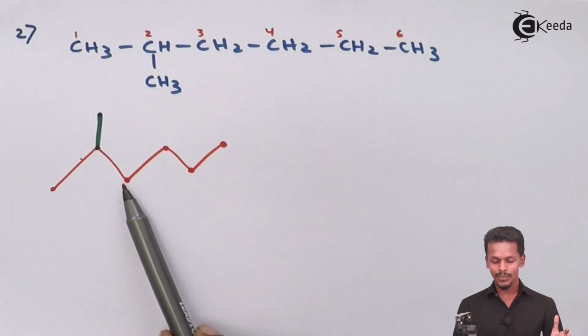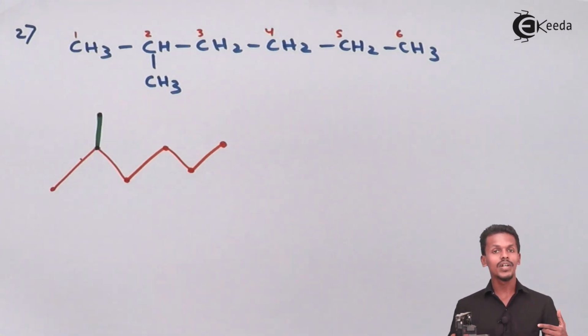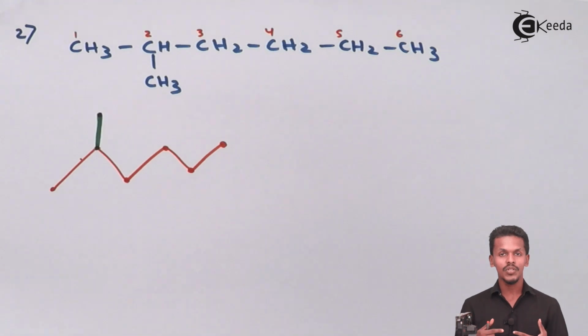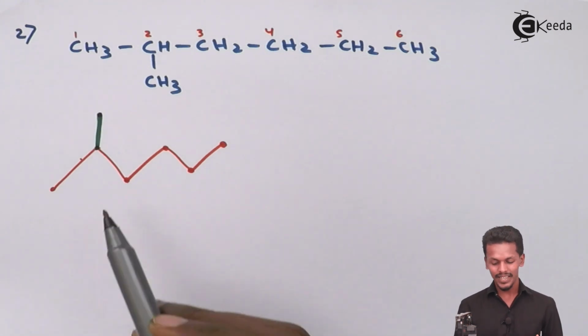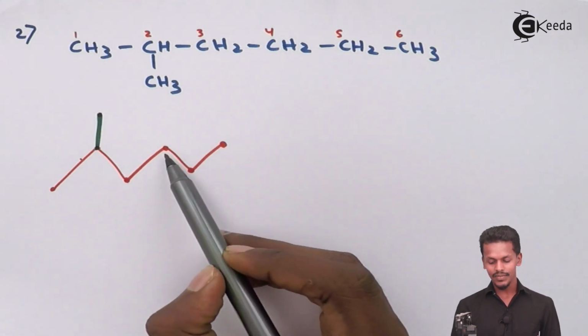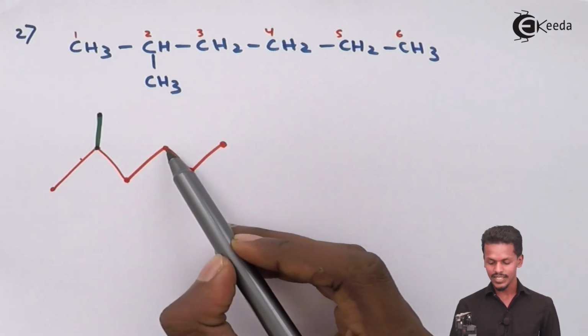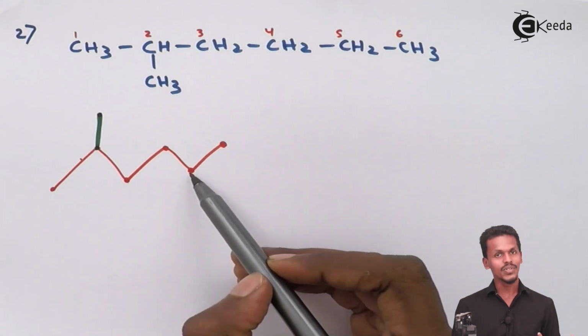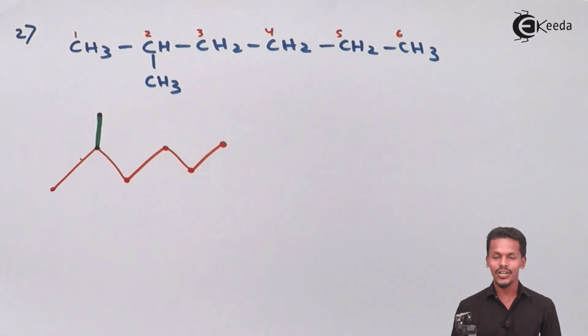Talking about this one, this is the point where two lines are joining, and this is the intersection point, making it CH2. Again, this is a point where two lines are meeting, so this is CH2. Here also it is CH2. So this is the representation of the bond line formula, and now the bond line formula has been represented for this one. And what would be the IUPAC name for this?